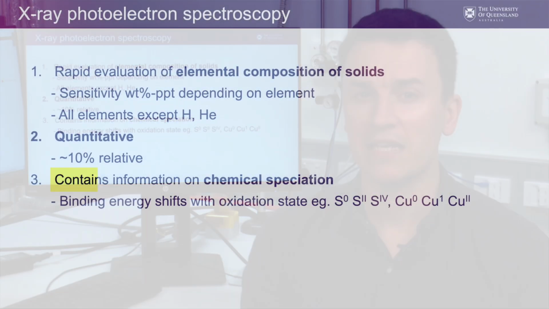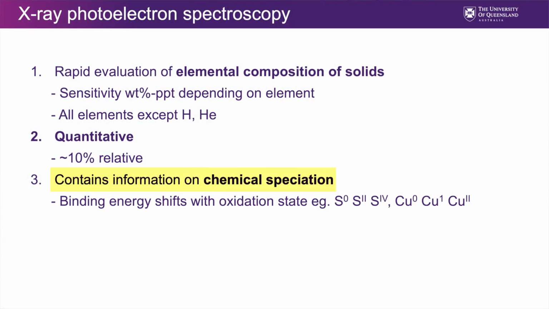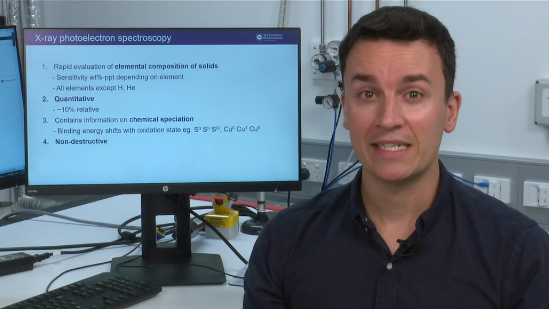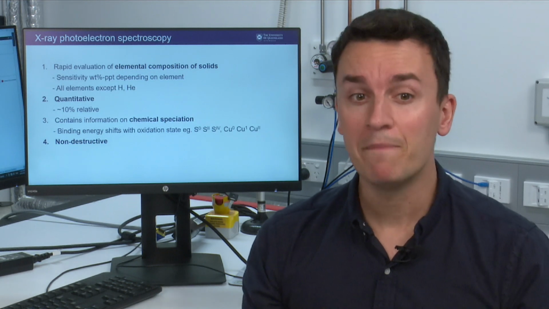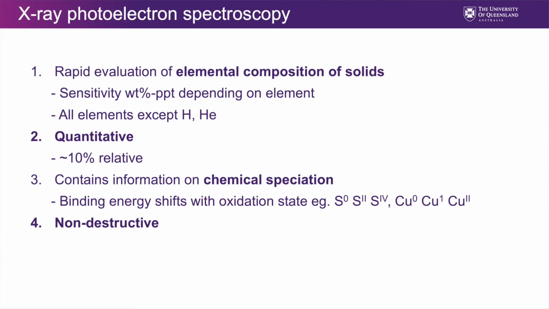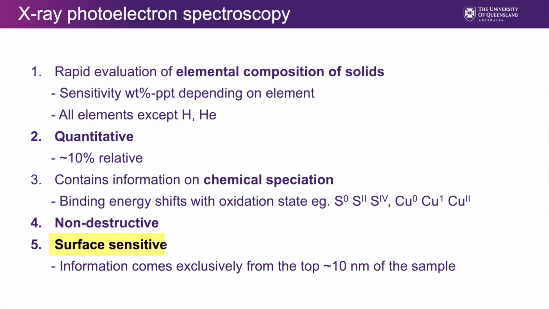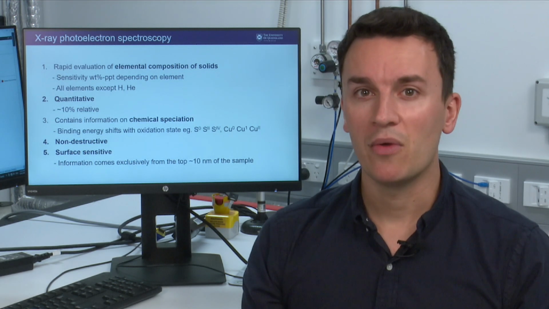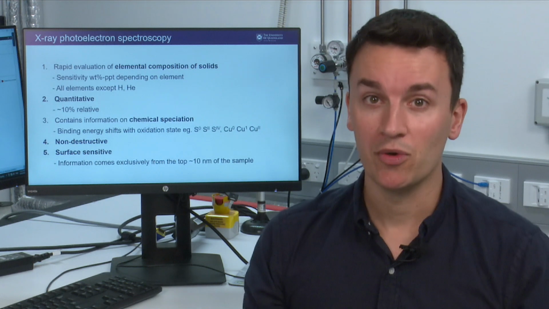What's quite nice about it from a chemistry point of view is that it contains information on chemical speciation. The binding energies and the shapes that we get shift depending on the oxidation state of the elements that we're looking at. It's a non-destructive technique, unlike quite a lot of other techniques that you might use such as TEM or SEM, and quite crucially it's a surface sensitive technique. The information that we get comes exclusively from the top 5 to 10 nanometers of a sample, and so we need to bear this in mind when we do any sort of analysis.